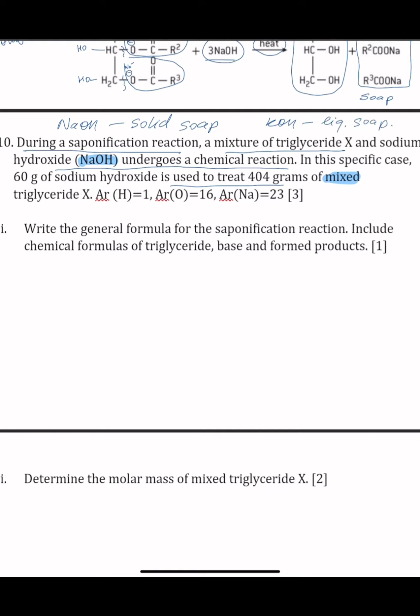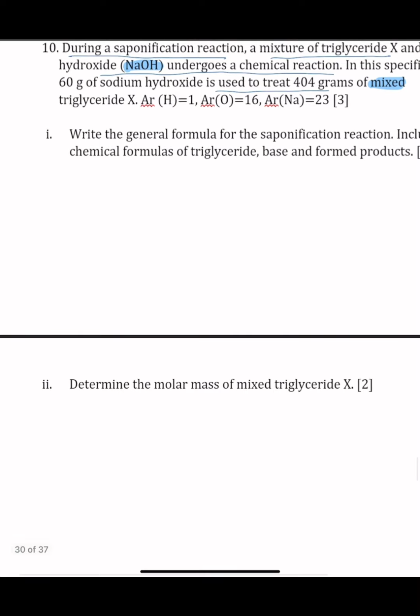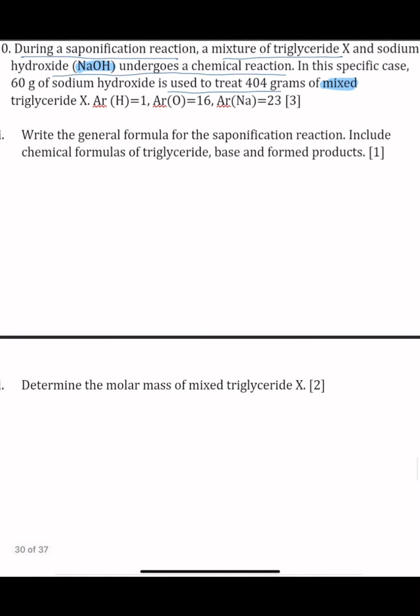So, write the general formula. I'm going to write you the general formula of triglyceride. For saponification, I know that I will make the glycerol back, okay? So this is what I normally do. I put the glycerol as a product, and I know that I'm going to put heat in here, and I use 3 moles of sodium hydroxide.